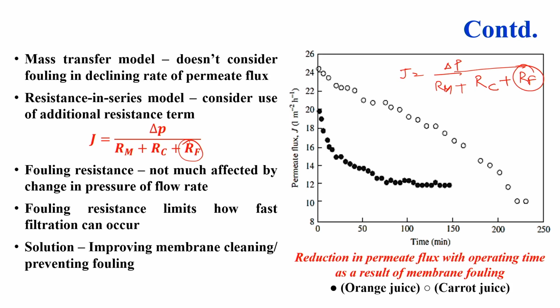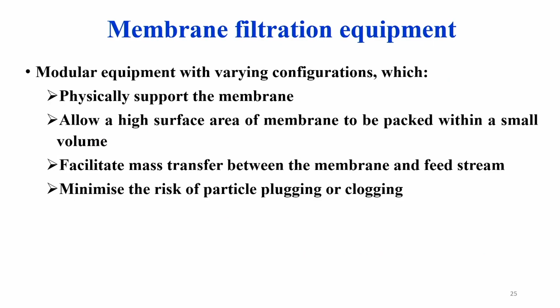So, fouling resistance is not much affected by the change in the flow rate. So, basically it limits how fast the filtration can occur. So, typically this fouling should be avoided, and one option for that is to improve the membrane cleaning in order to prevent the membrane fouling. Now, next, what are the different setups for membrane filtration.